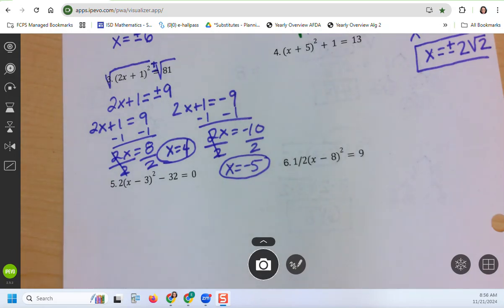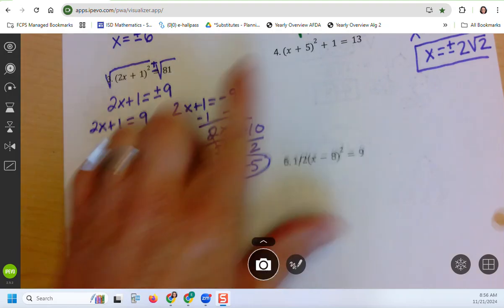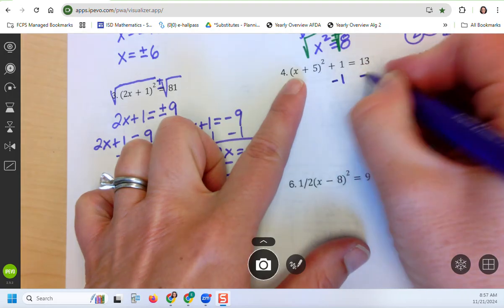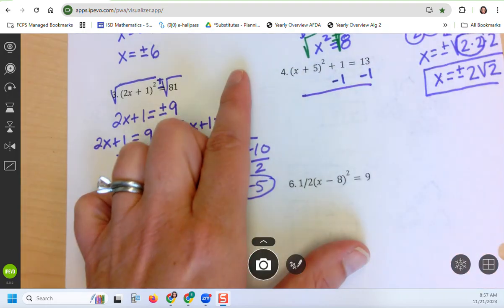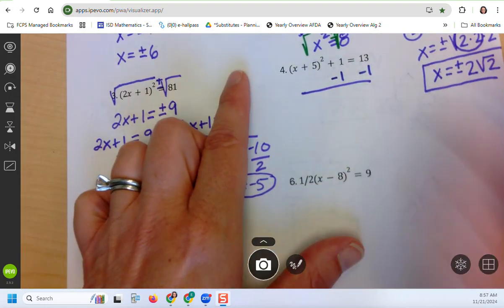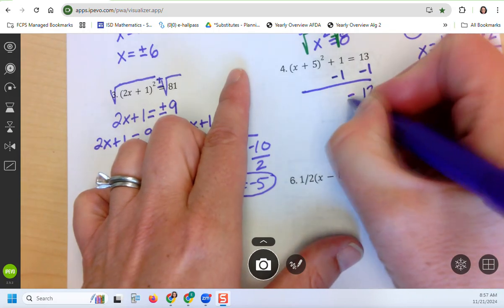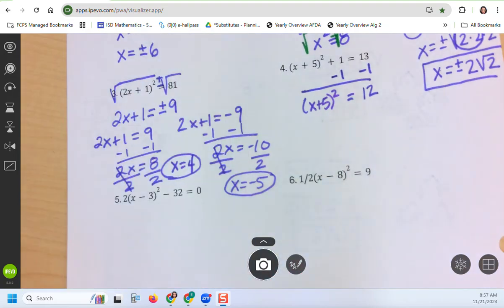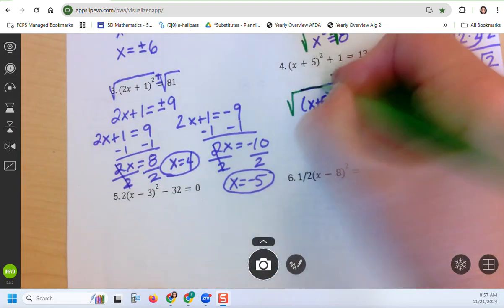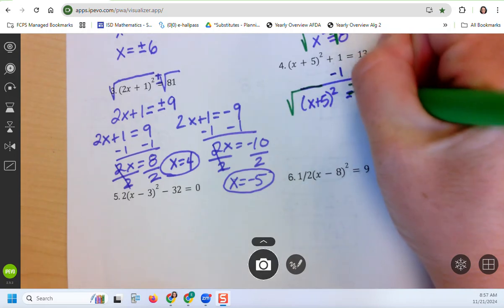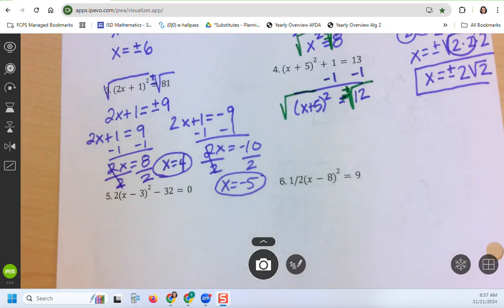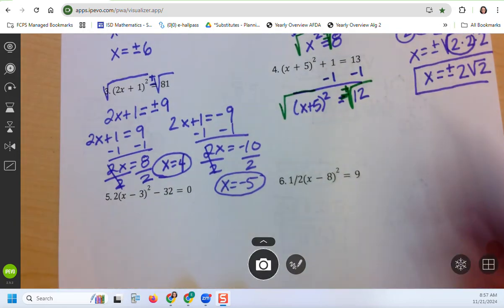Let me unfreeze. Okay. You need to isolate the squared term, so you're going to get rid of the plus 1 with minus 1. And you get 12. I saw a lot of you got to 12, which is good. Okay, in the next step, we have to get rid of the squared by square rooting both sides. And you need to remember the plus or minus on your root 12. So we have plus or minus root 12. My square root and my square cancel, so I have just x plus 5.